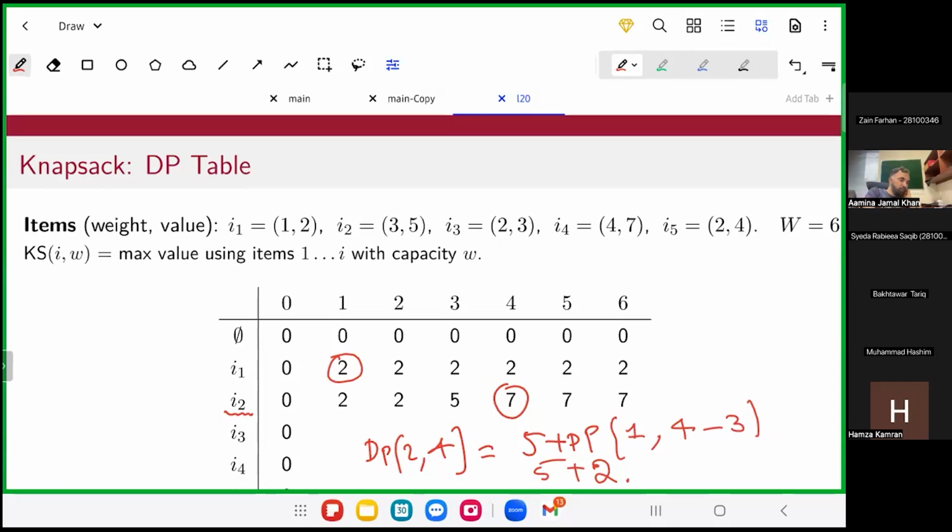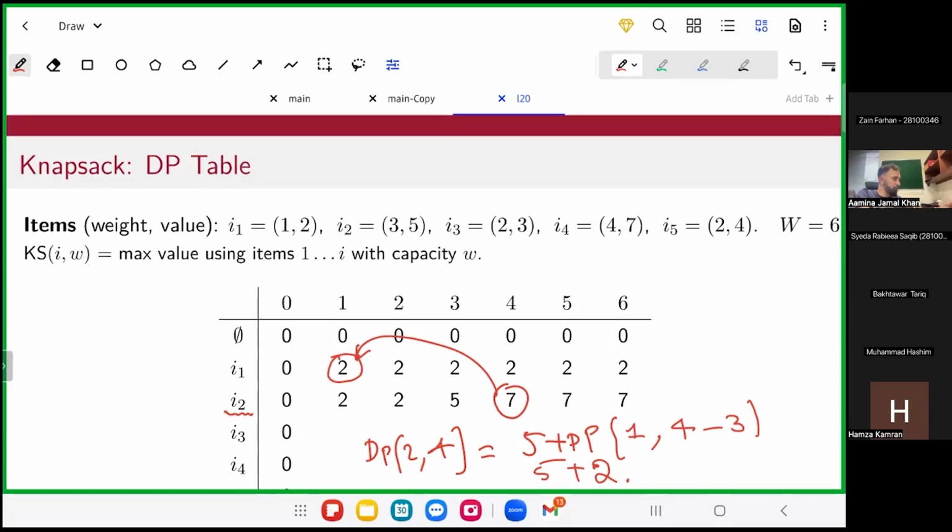So this is 5 plus this value, right? It's still a solution of a subproblem that you have already solved, but not necessarily one of the neighboring cells. All right, I hope this is clear. After that it remains the same. After that, increasing the capacity makes no difference.